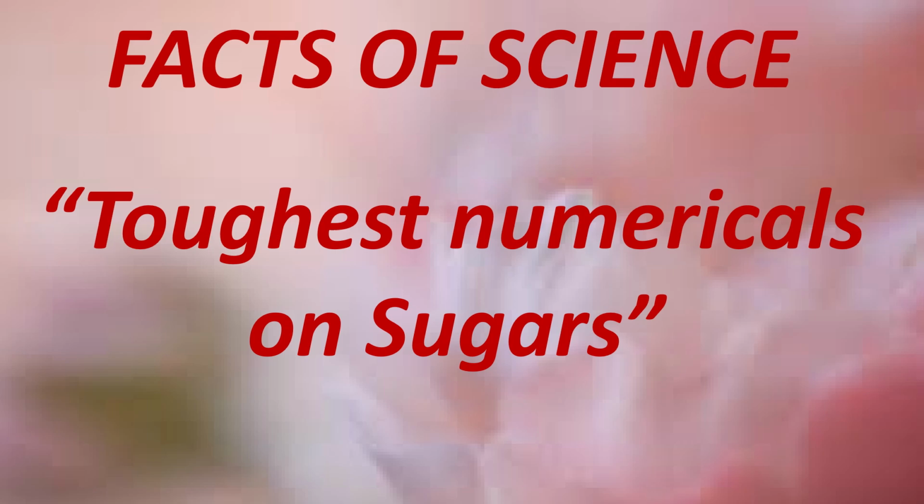Friends, in this video, I will tell you how to solve toughest numericals on sugars. What are sugars? These are called carbohydrates, made from carbon, hydrogen and oxygen. There are monomers called monosaccharides: glucose, fructose and galactose; disaccharides: sucrose, maltose and lactose; and polysaccharides: starch and glycogen, etc. So, in this video, I will tell you how we will solve the toughest numericals on sugars.